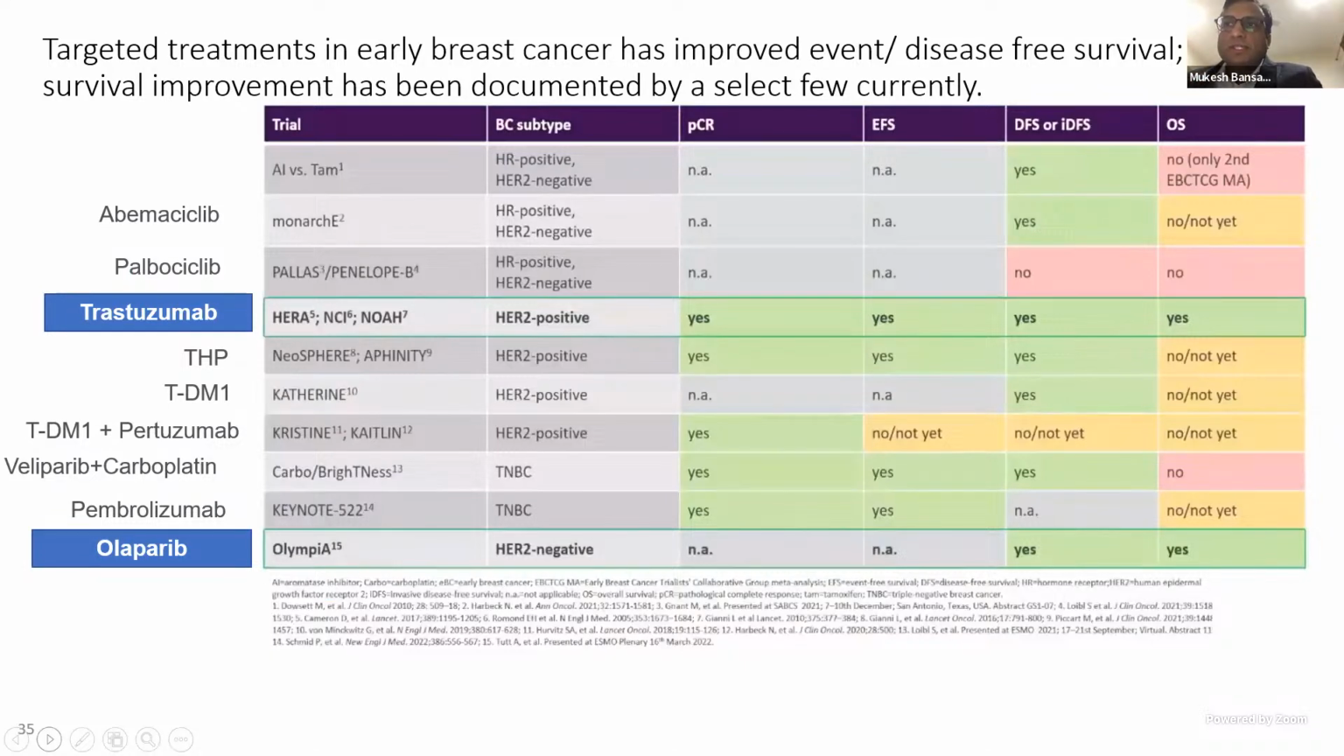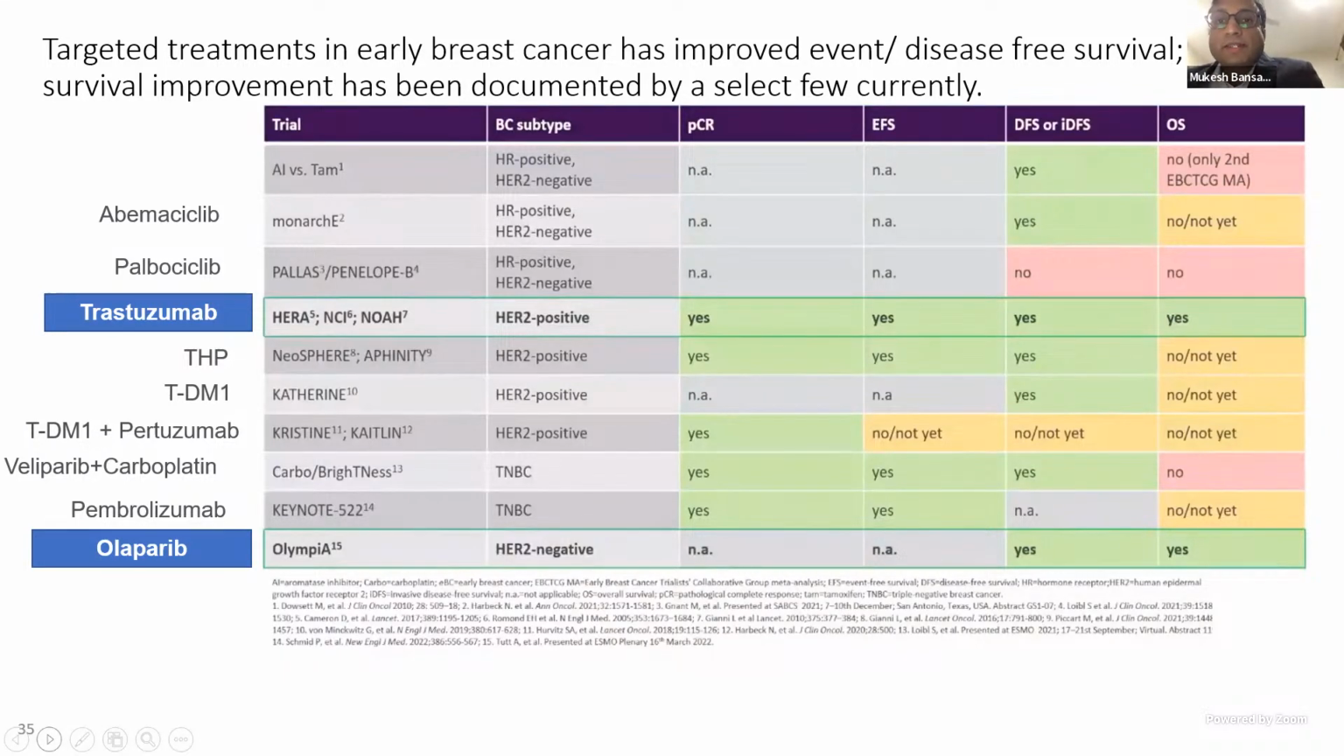So if we see in a nutshell, the targeted treatments in early breast cancer have improved event or disease-free survival, but overall survival improvement has been documented only by 2 or 3 drugs. If we see the trials, abemaciclib, palbociclib, they have shown the benefit of event-free survival, but overall survival benefit is still not there. Only trastuzumab in the HER2-positive disease has an overall survival benefit, and now olaparib with this OlympiA trial has shown the overall survival benefit of around 3.4% at 4 years.